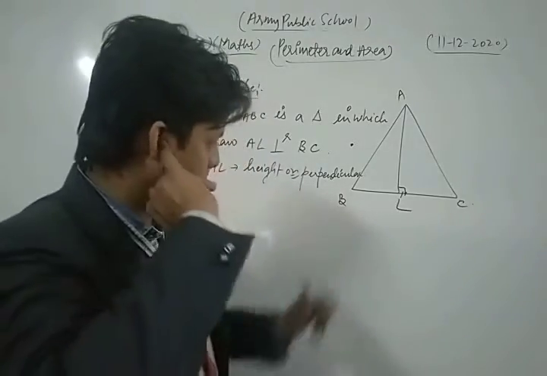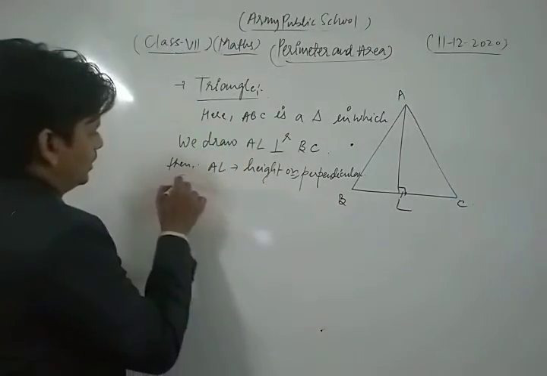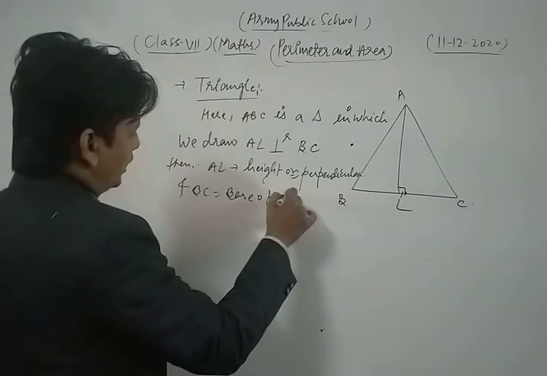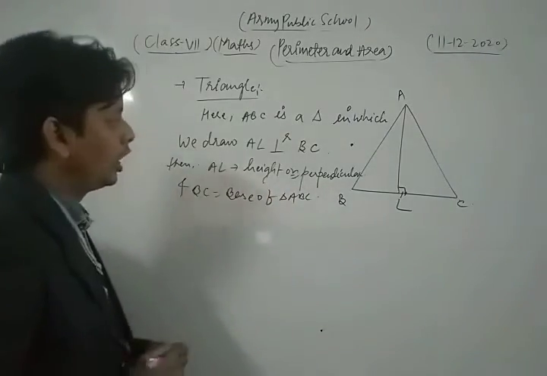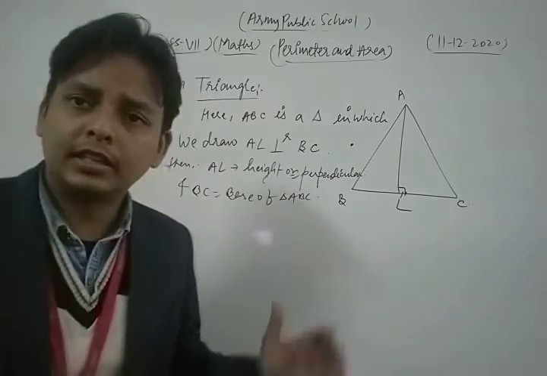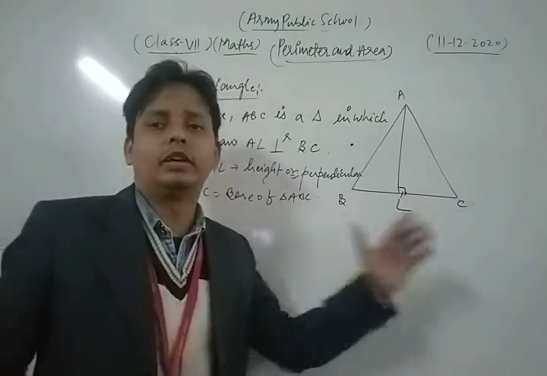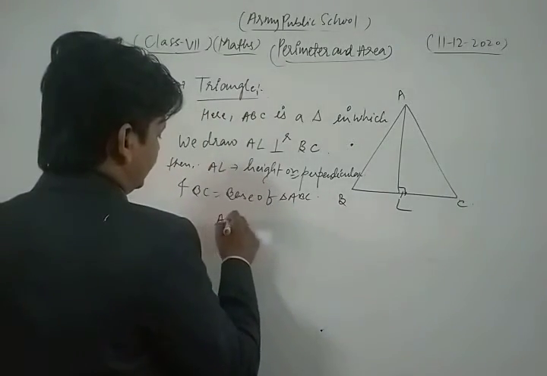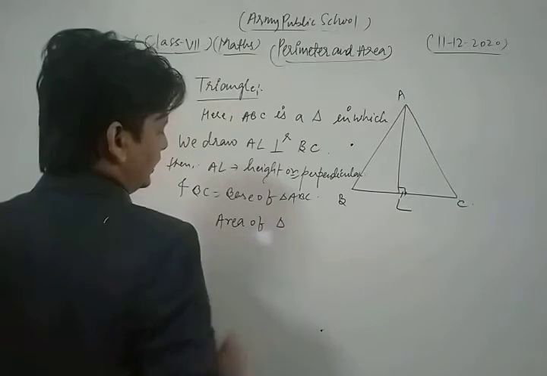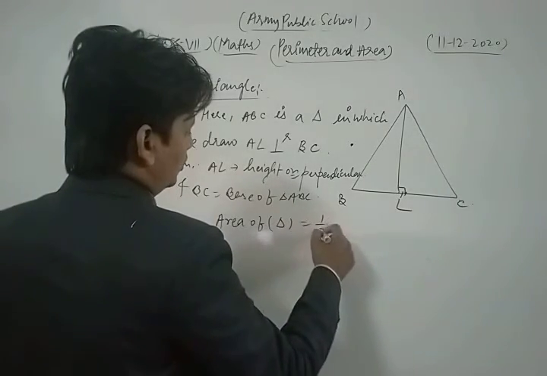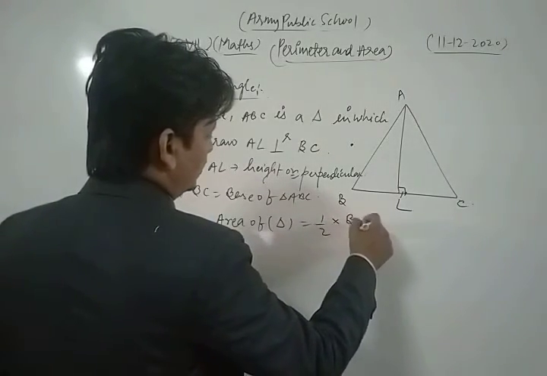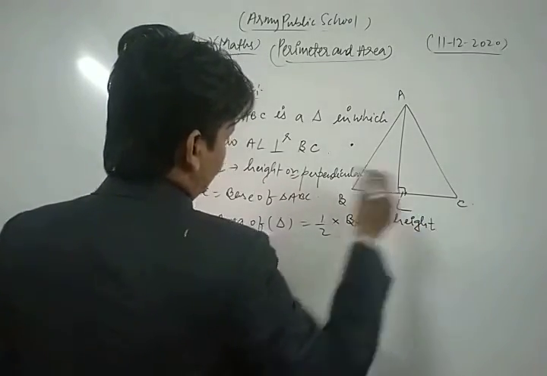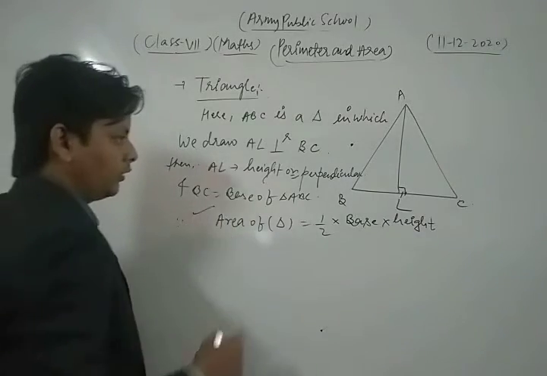Okay, and here what is BC? Base. Here BC is the base of triangle ABC. Now, dear friends, what is the general formula for the area of a triangle? Let's see. The formula for the area of a triangle is 1/2 into base into height. Okay, this is the general formula for the area of a triangle.